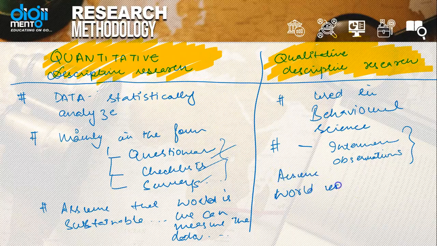So in this we assume that the world is unstable. What does it mean? It means that qualitative descriptive research gives the theory that the idea of one person is different from another, so we cannot measure it, and we research through the behavior of different humans. We take interviews, and through some observations we can do our research in this way. Okay, so this is the main difference between quantitative descriptive research and qualitative descriptive research.